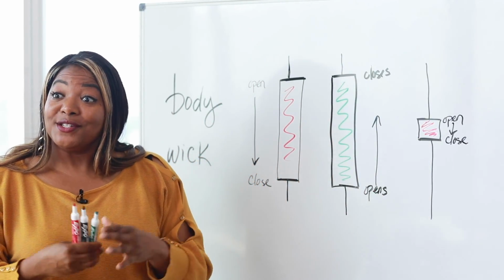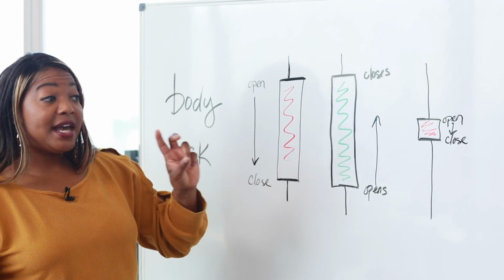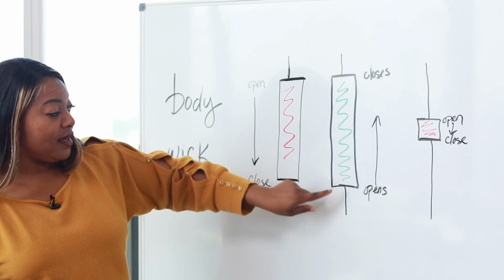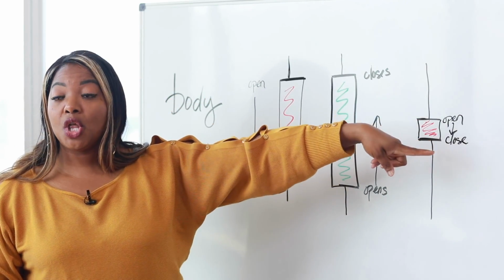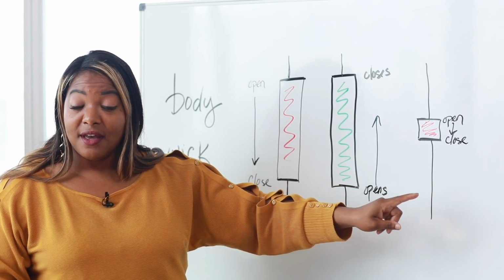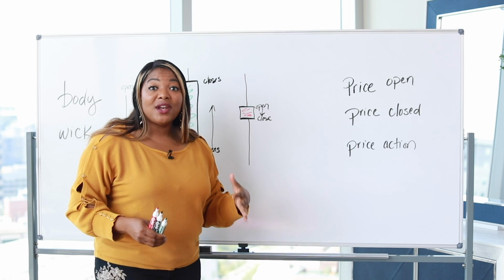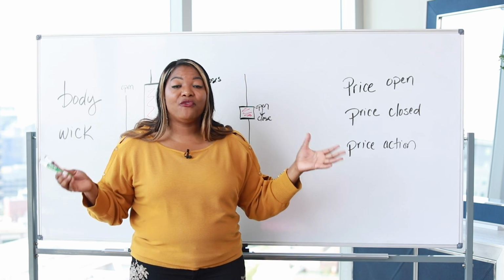Okay? So now you guys know that every candle tells you three things. It has two parts, the body of the candle, which is the rectangle, and then the wick. And what do those things tell you? They tell you where price opened, closed, and the price action. This is the basics of a candle, and now in our next video, I want to talk to you about how these things come together to tell a story for that stock.